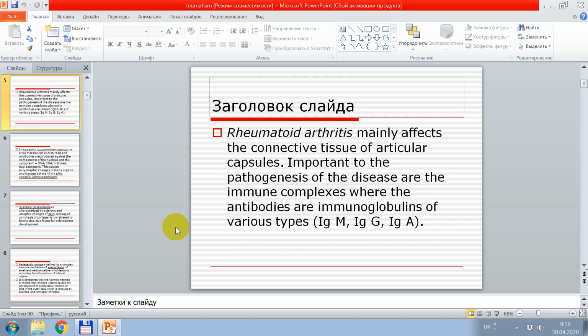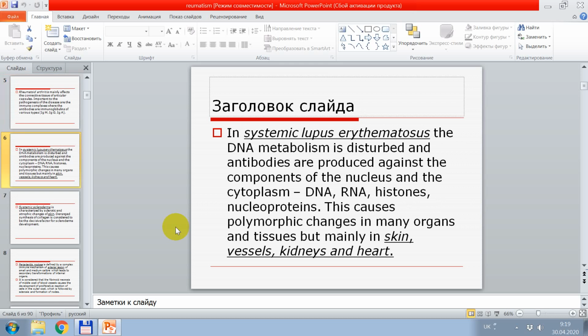Important to the pathogenesis of the disease are immune complexes, where the antibodies are immunoglobulins of various types: immunoglobulin M, immunoglobulin G, immunoglobulin A. In systemic lupus erythematosus, the DNA metabolism is disturbed and antibodies are produced against the components of the nucleus and the cytoplasm: DNA, RNA, histones, nucleoproteins. This causes polymorphic change in many organs and tissues, but mainly in skin, vessels, kidneys, and heart.